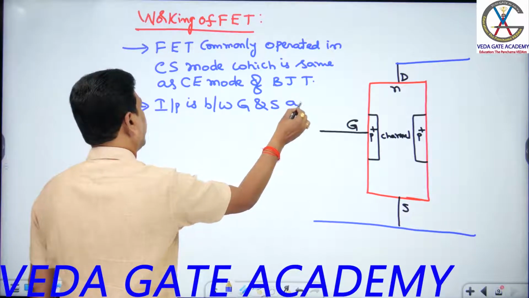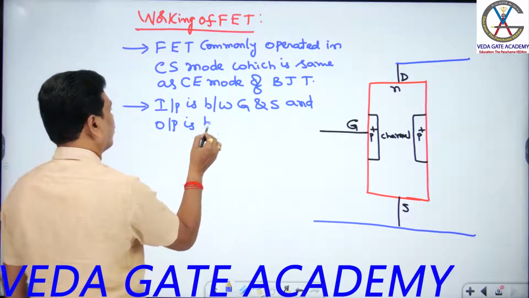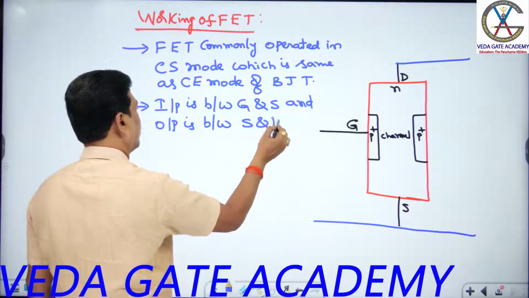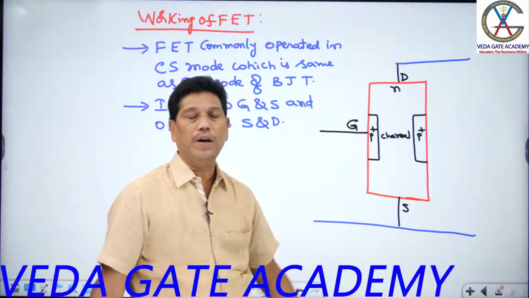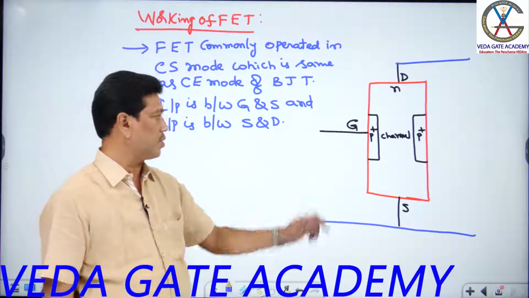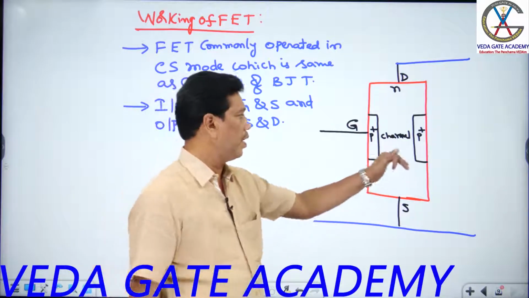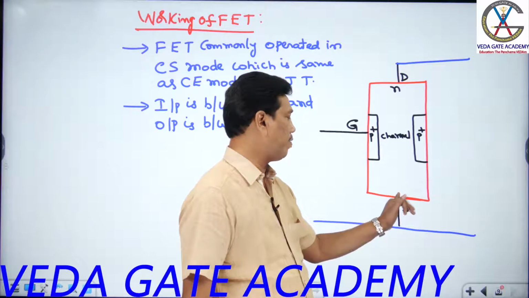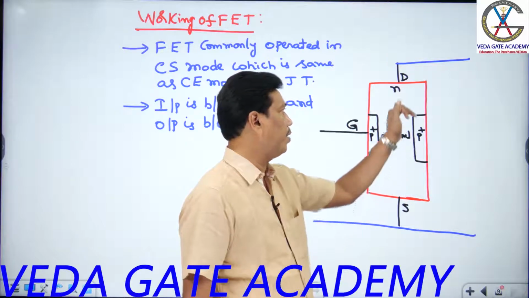And output is between what, sir? Source and drain. Output is between source and drain, students. So for now, the thing you remember: what is the requirement here? Here the current carriers are electrons, I told you. Now I need to make them move or drift towards the drain from the source.